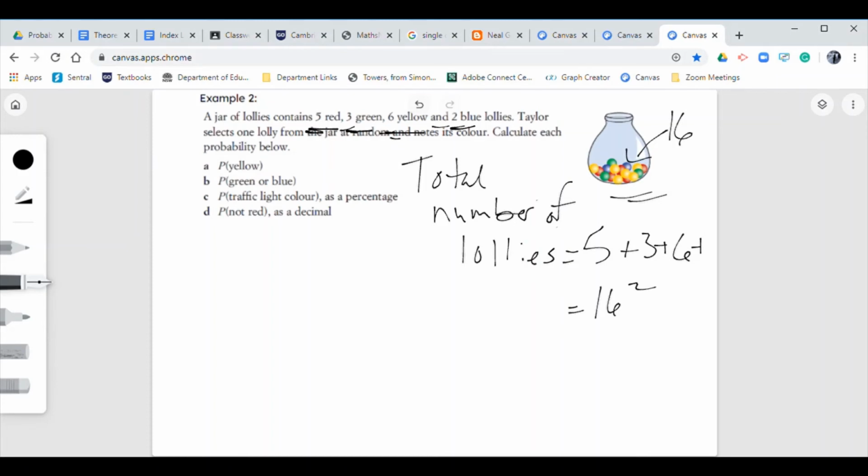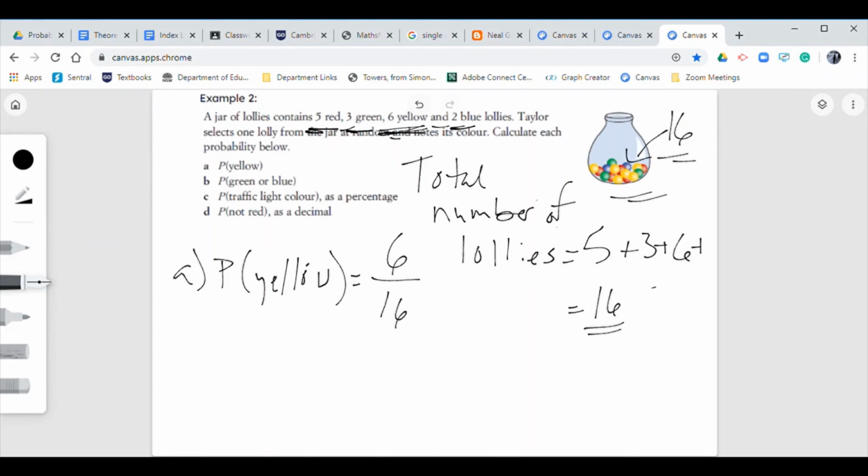I don't know why I wrote square there. Let me just erase that. So now we know how many lollies are in our container, and we're ready for A. We're going to figure out our probability of yellow. Again, we write our total number of possibilities, our total number of candies, on the bottom, which is 16. And then how many of those are actually yellow? 6 of them are yellow.